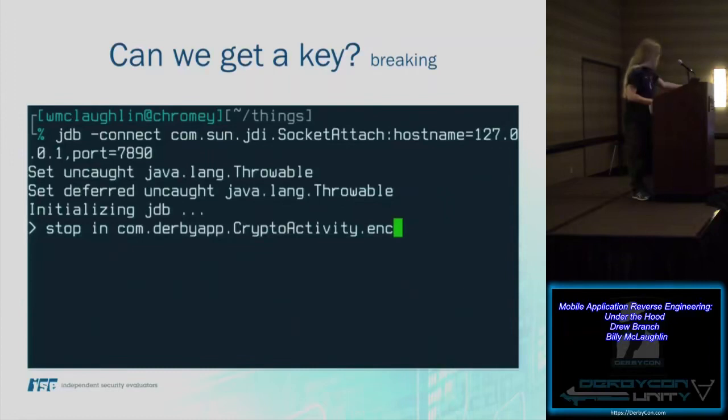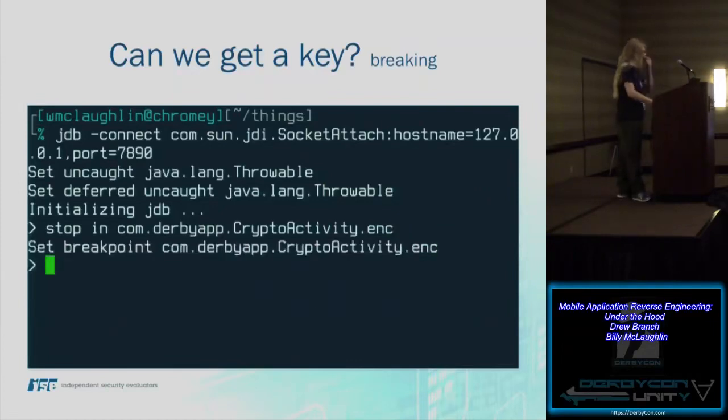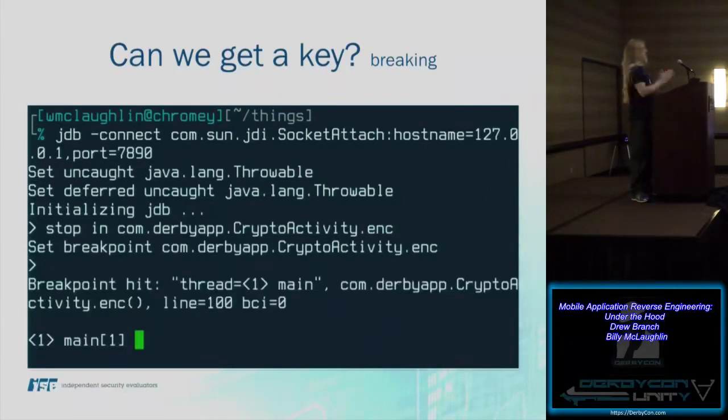To do that in JDB, you use stop in, and you can specify a function or a line of code. So we got com.derbyapp, the package name, .crypto activity, current activity, .enc, which is the function. So breakpoint set, easy, right? In JDB, there's a command called locals. All right. So once we have that breakpoint set, we're going to have to use the app until that activity is invoked. So that has been done on the side.